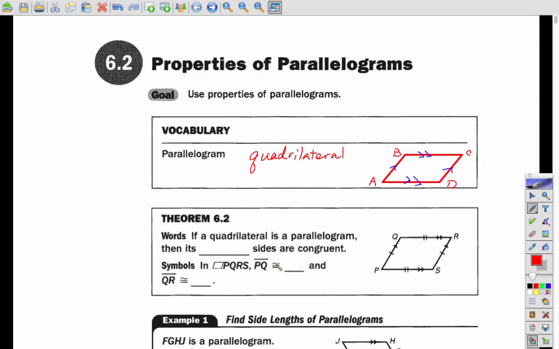And here's a theorem. If a quadrilateral is a parallelogram, then its opposite sides are congruent. In this example here, by the way, we use this little symbol to express parallelogram. So in parallelogram PQRS, PQ has to be congruent with SR, and QR has to be congruent to PS.